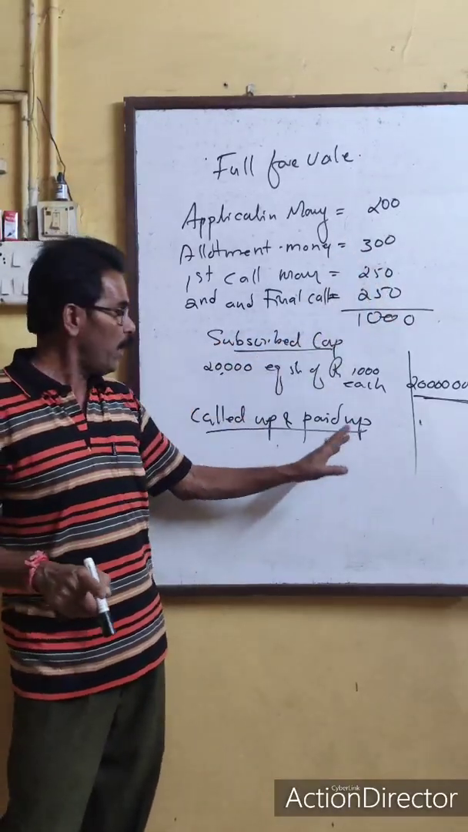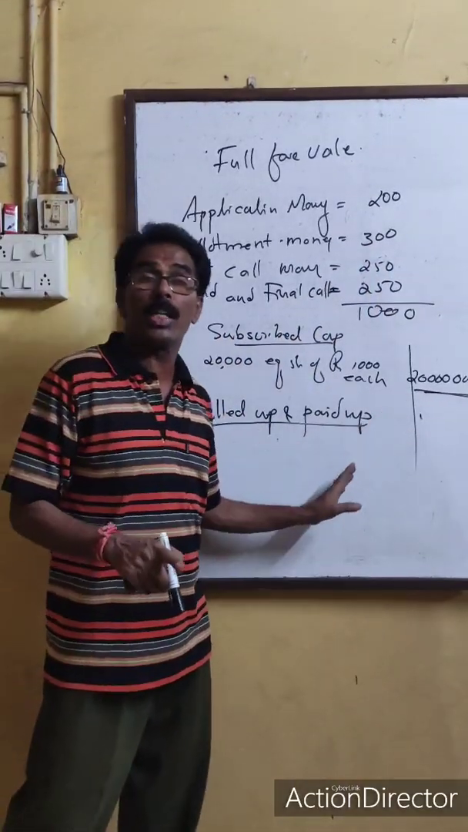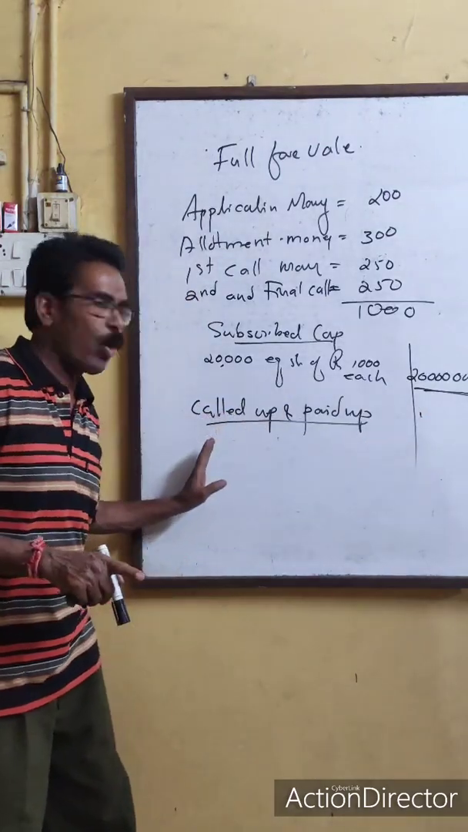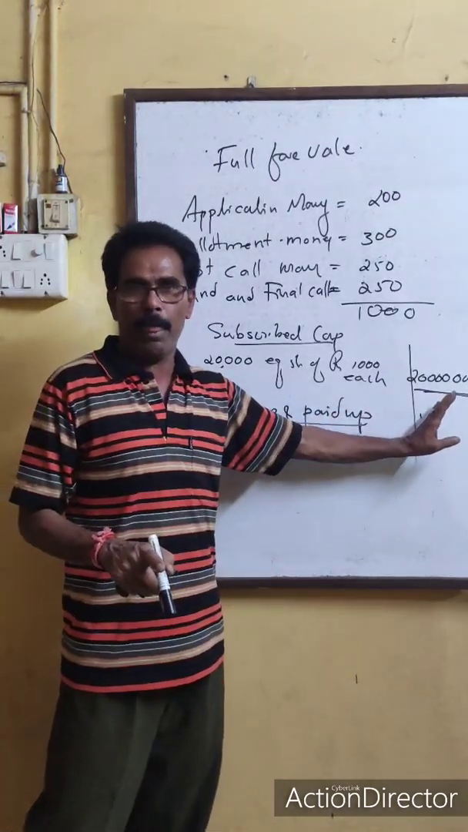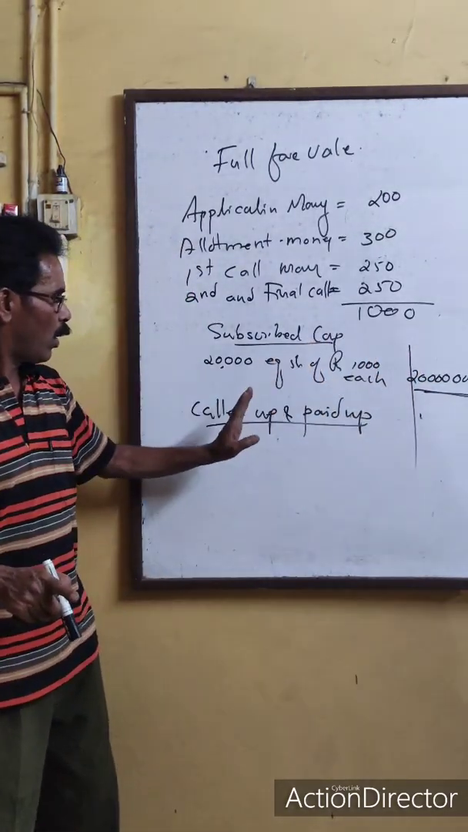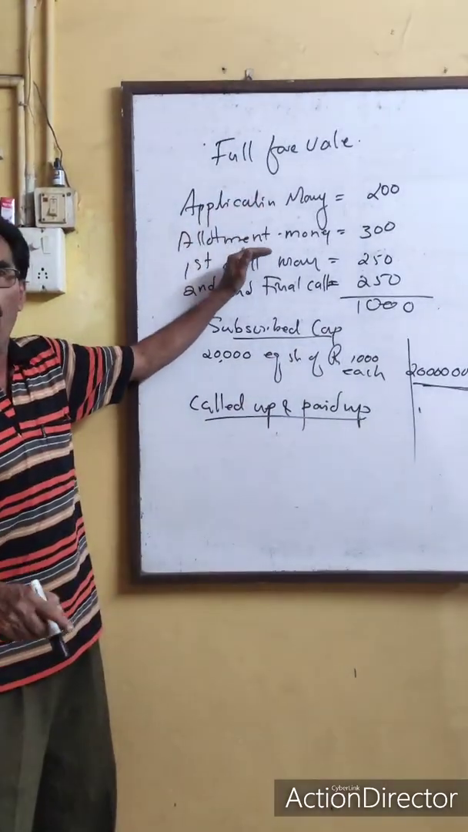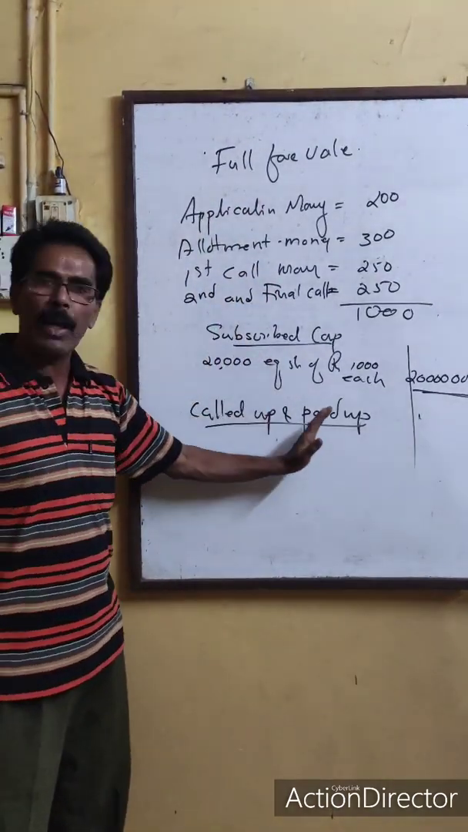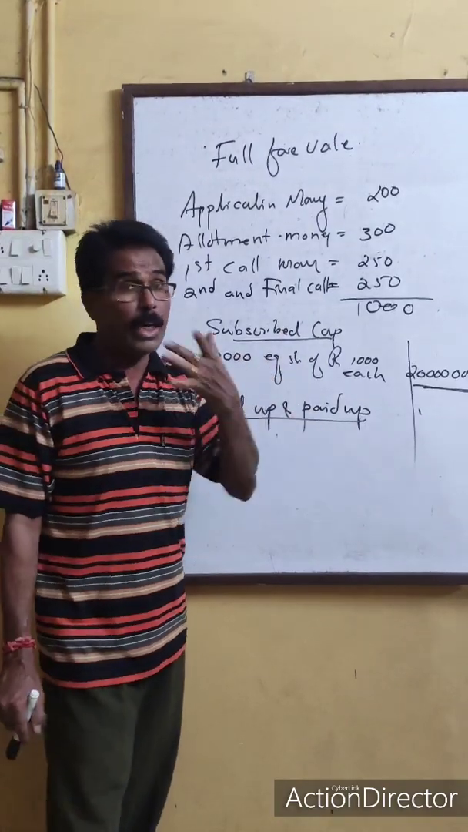After deducting that money, it will be returned here. So that is paid up capital. So called up and paid up capital. I think it is clear for you. Called up money is the amount collected in different installments, and paid up money means which is actually paid by the people.